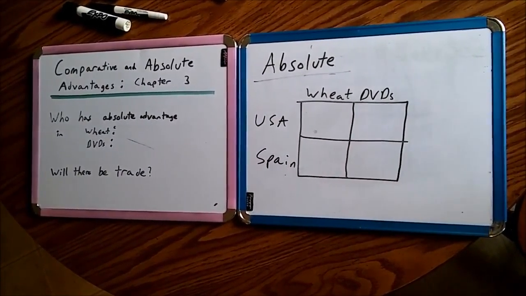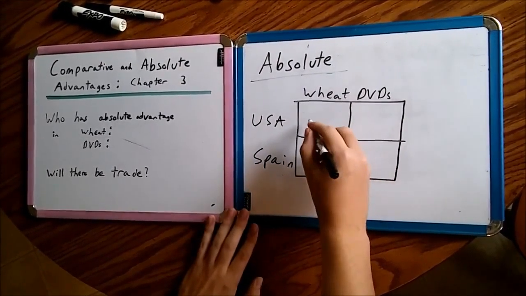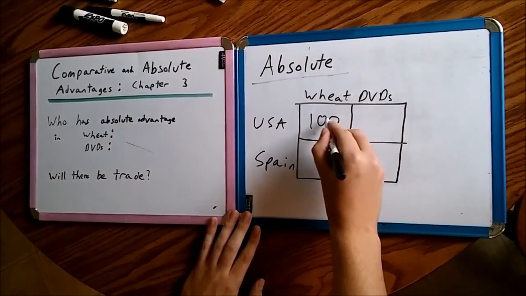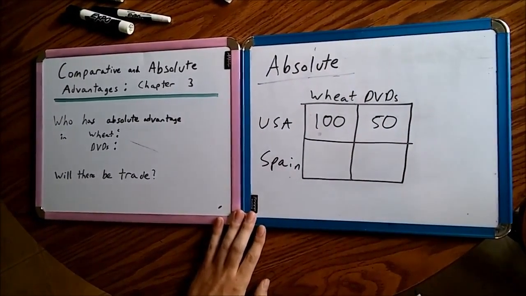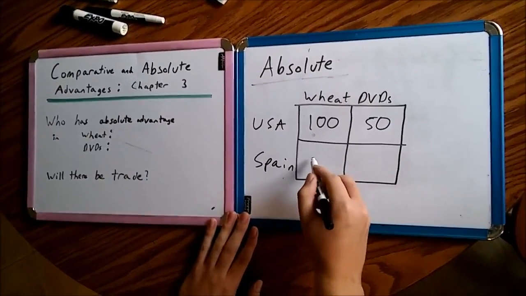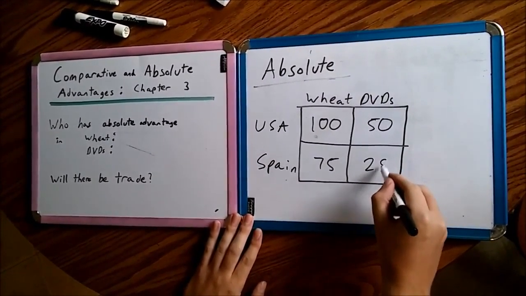Using all of their resources, or the maximum amount that they can produce, let's say that the US can produce in one day 100 bushels of wheat, or they could produce 50 DVDs. In Spain, let's say that they could only produce 75 bushels of wheat and 25 DVDs in one day.